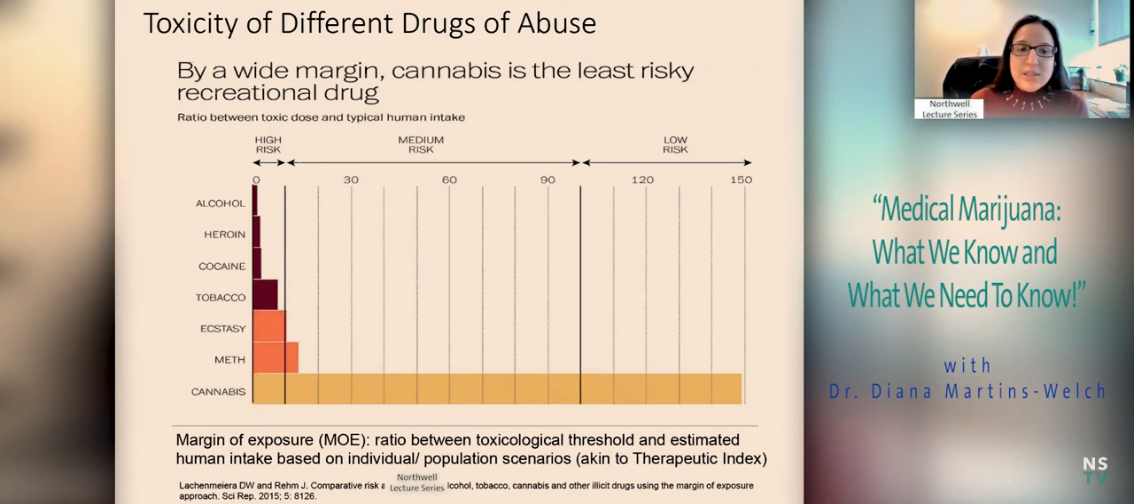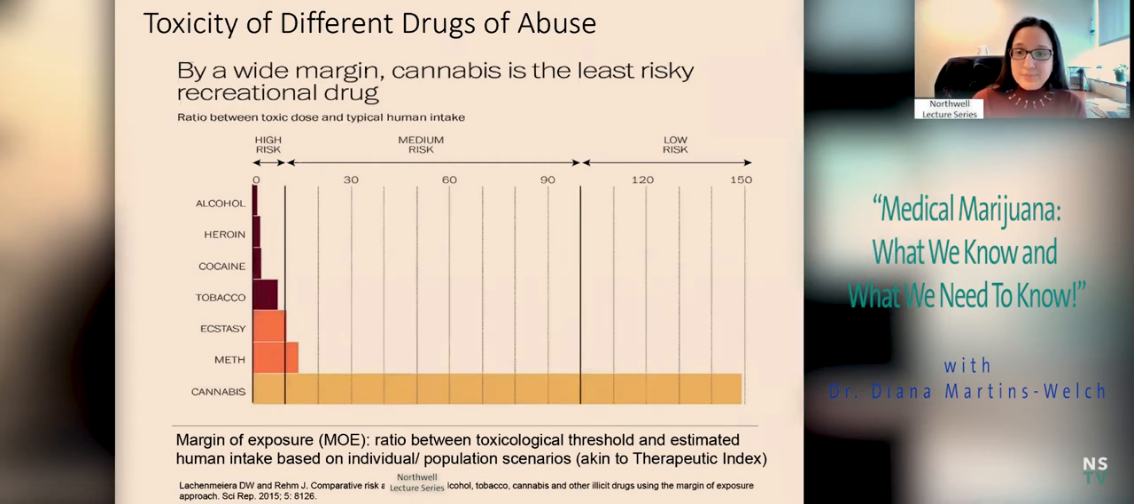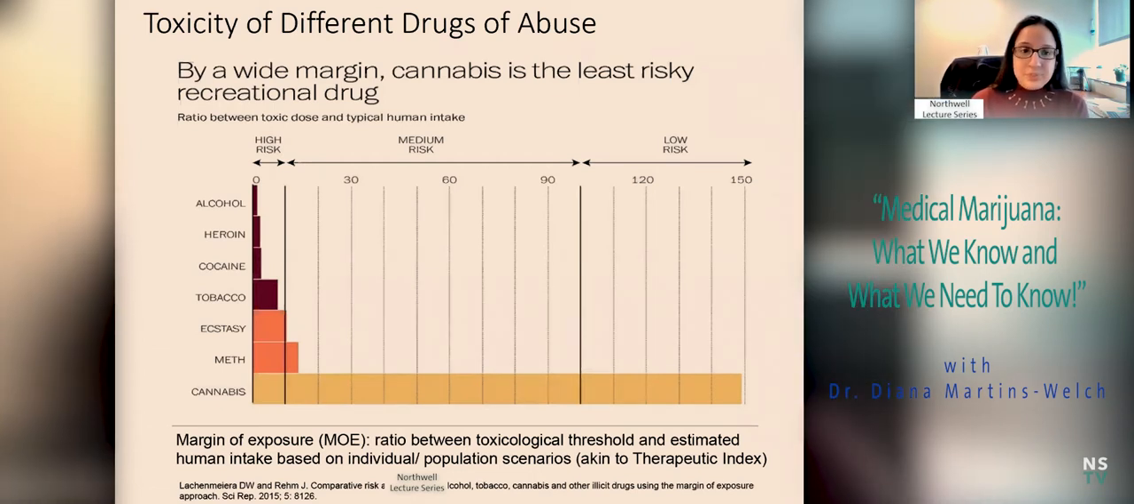Whereas you can see the risk with something like alcohol, it doesn't take too much to get alcohol poisoning. So all these substances of abuse have a much higher risk profile when compared with marijuana. And so that's important to note.